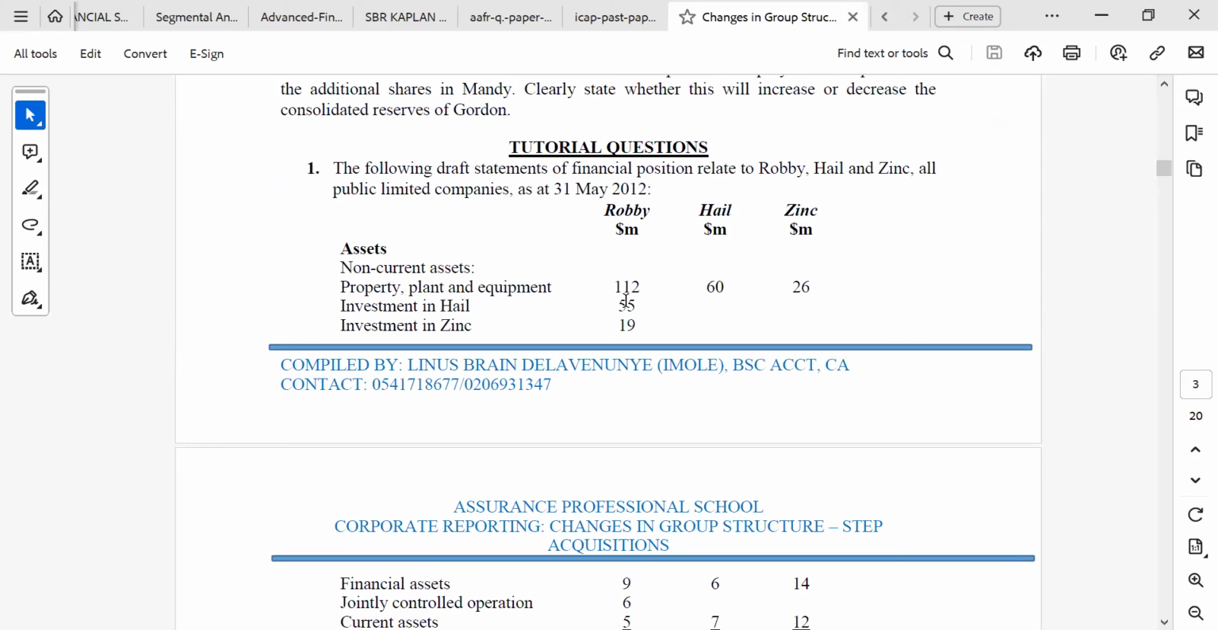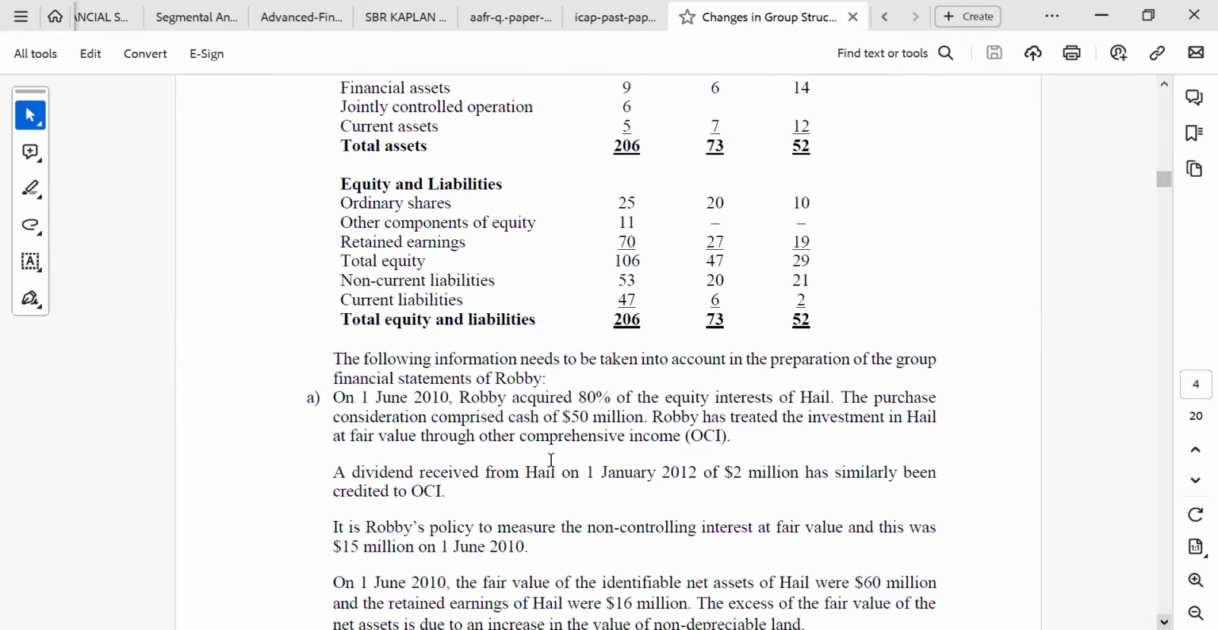Let's come to investment in Hale. How much is that? 55. Okay, it's 55. But what is the amount now? Okay, so it means that the investment has increased by 5 million. That is the gain that they have on the investment, because they are carrying it through other comprehensive income. So that is a fair value gain, but that fair value gain should not be recognized in the first place. So in this question, we can see so many issues here. So we go and deal with those issues one by one.